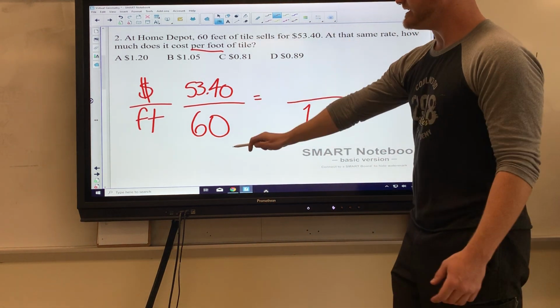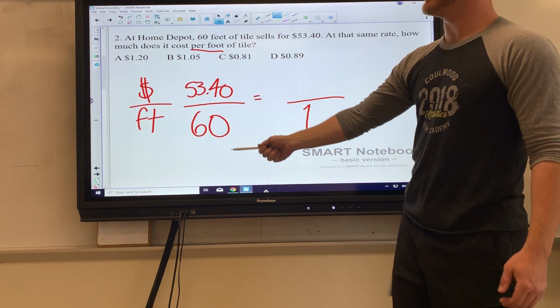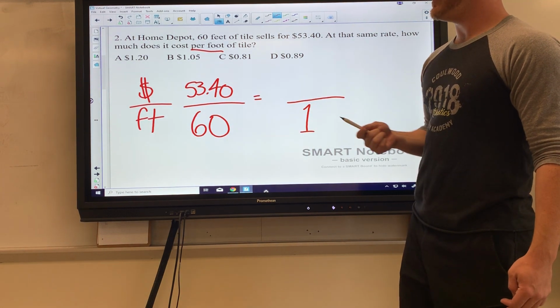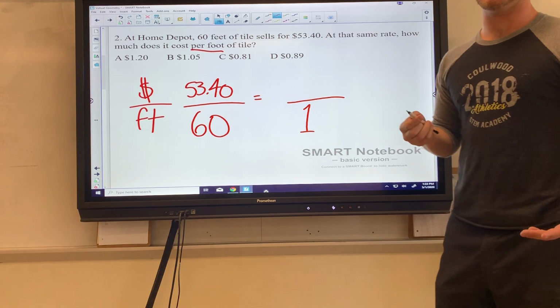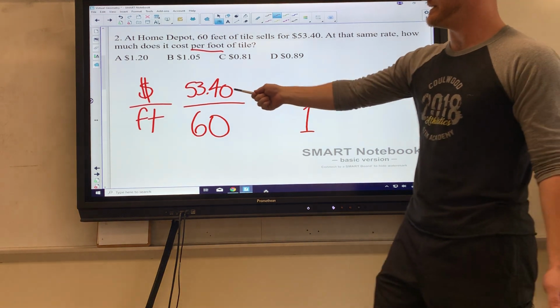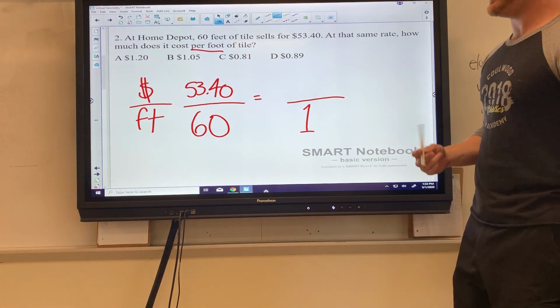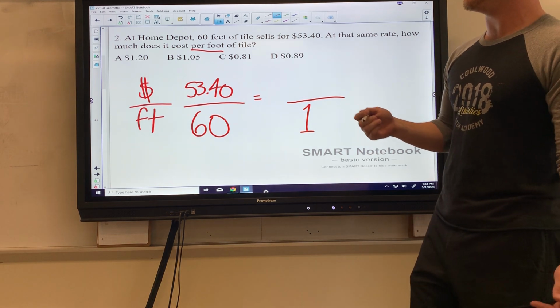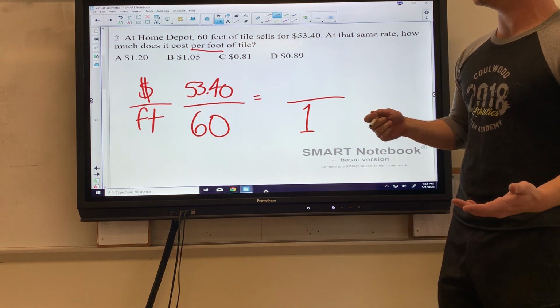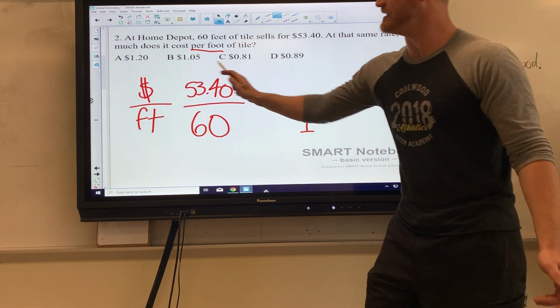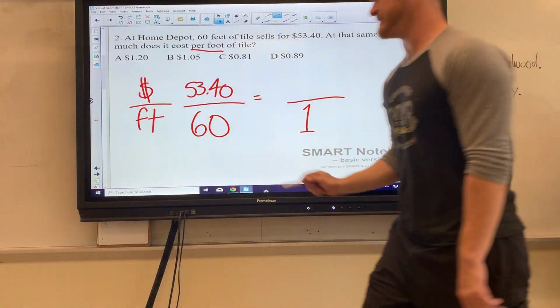Now when I'm looking at this, if it was 60 over 60, that would be $1 per square foot. But since this is less than 60, it's going to be less than $1 per square foot. So we can already get rid of A and B because we know that's going to be too much. If it's going to be more than $1, this numerator would have to be greater than 60.